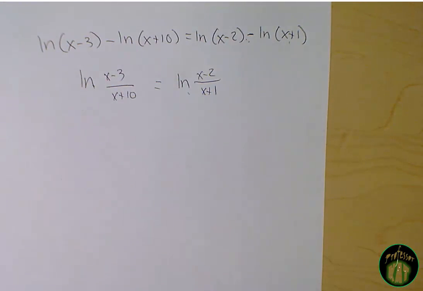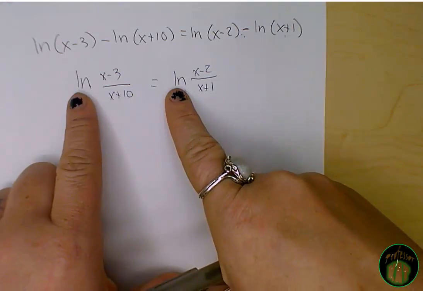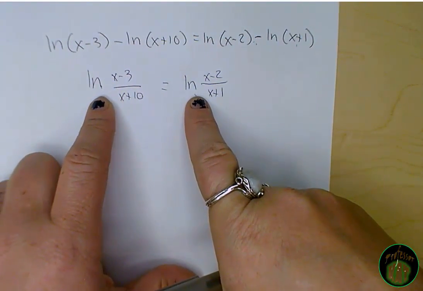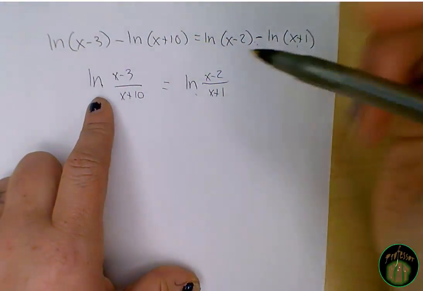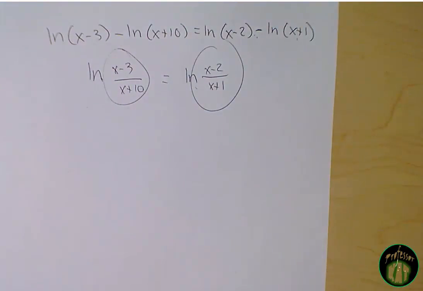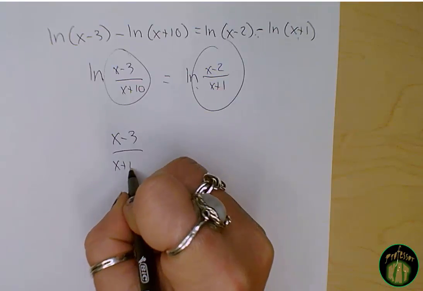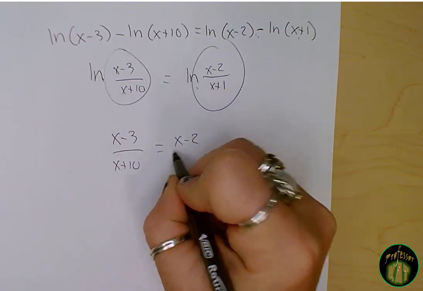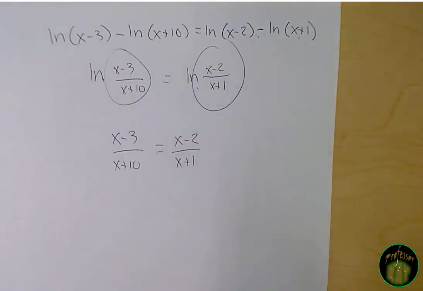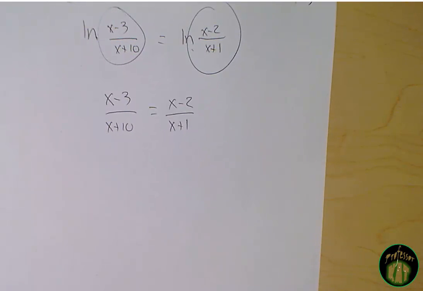Once you have each side condensed down to a single log, it is perfectly set up to use the same base rule. The same base rule says that if you have the same log with the same base on each side of your equation, you can then set these pieces equal to each other. So now I can say (x minus 3) over (x plus 10) is equal to (x minus 2) over (x plus 1). And I can solve this equation.